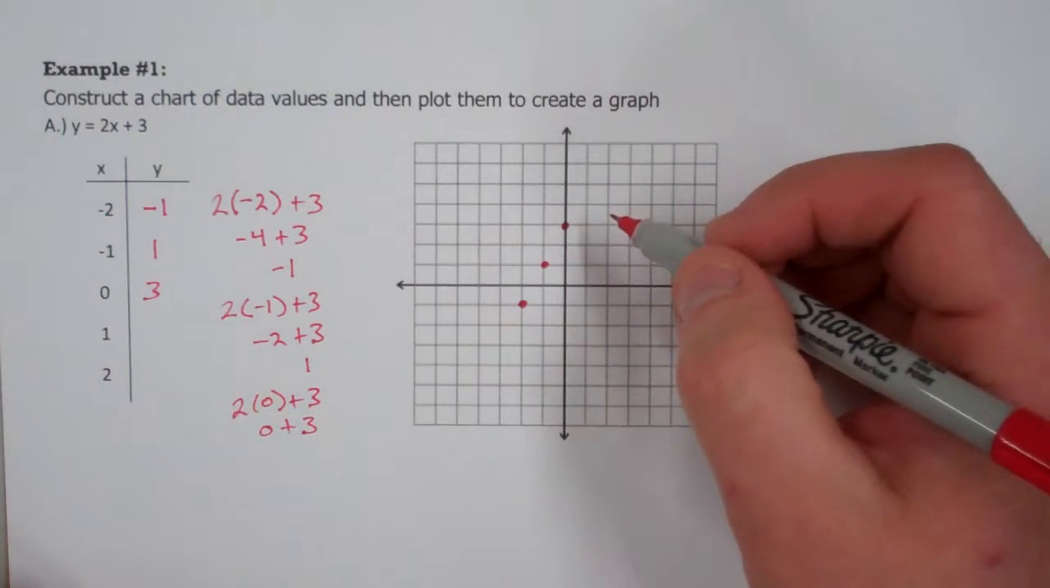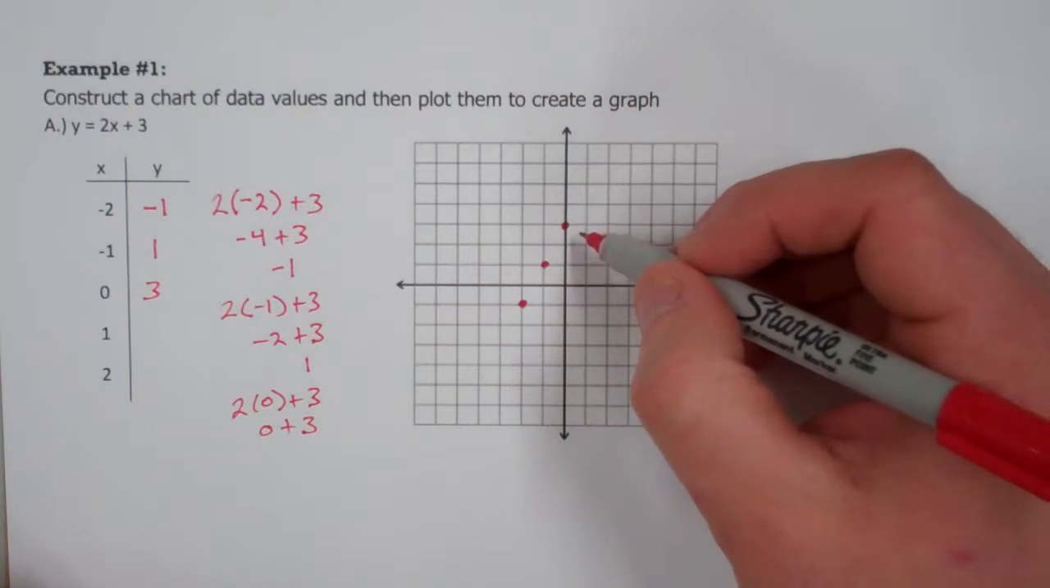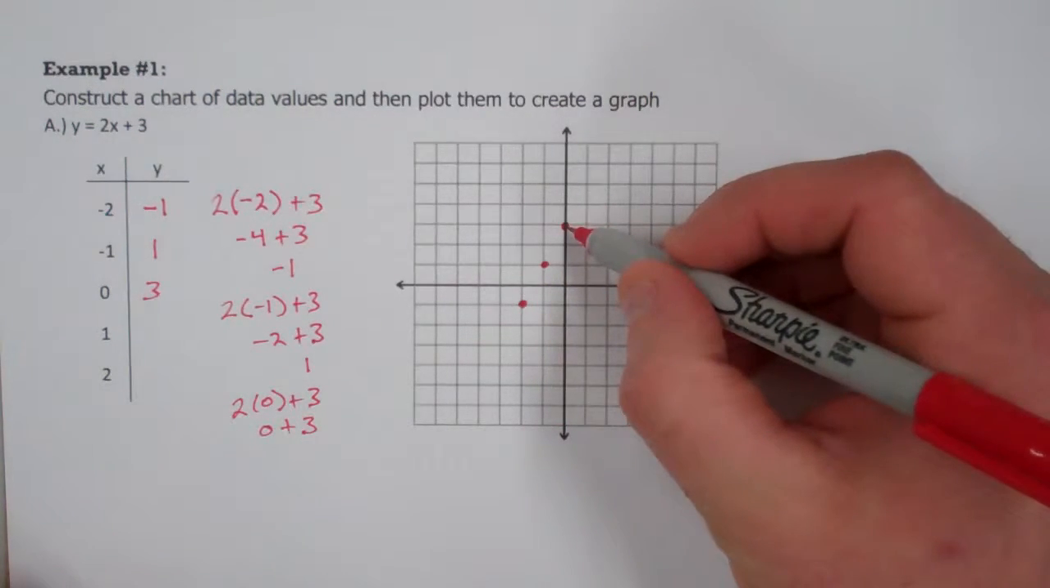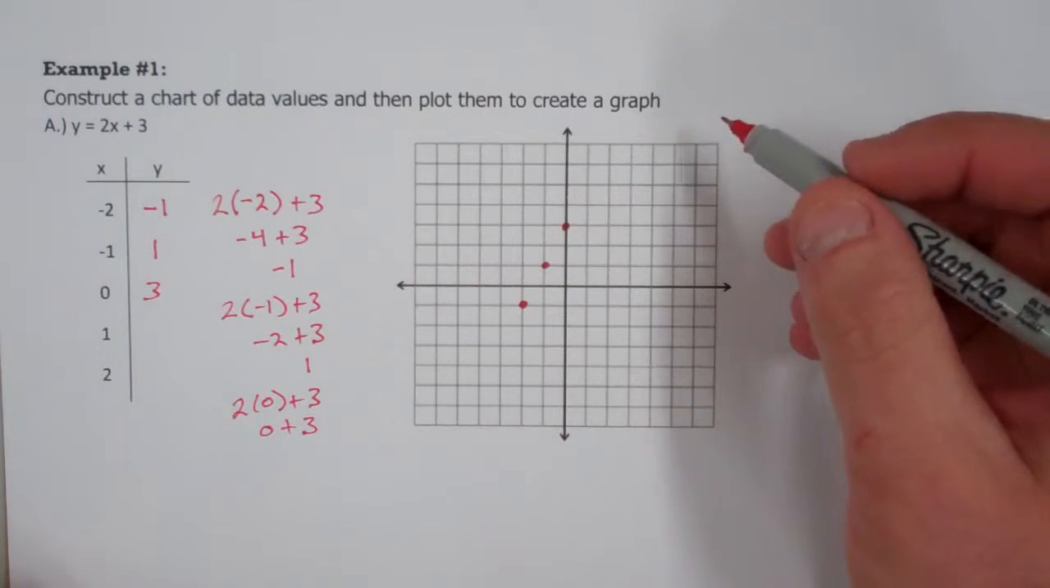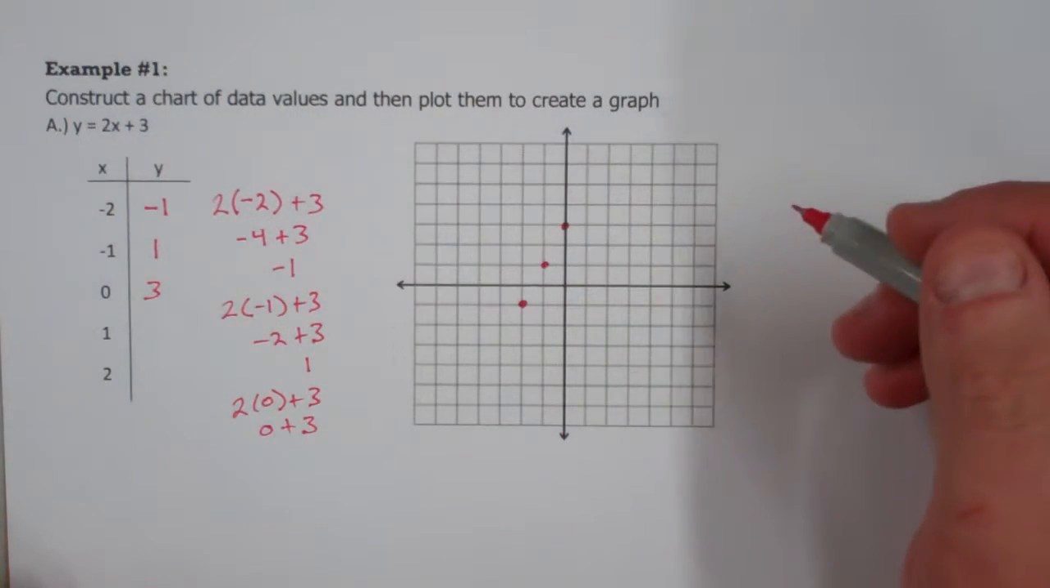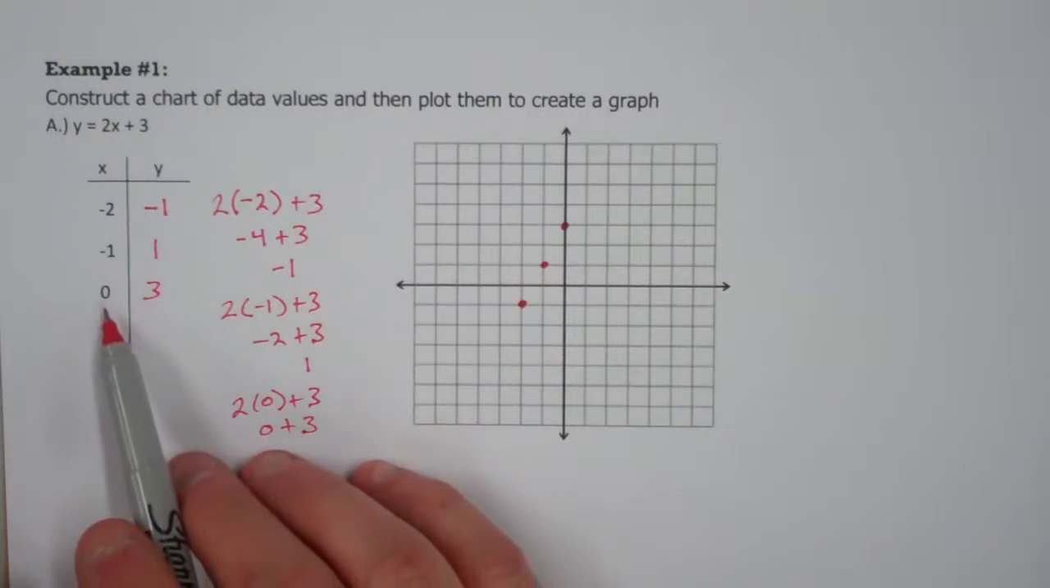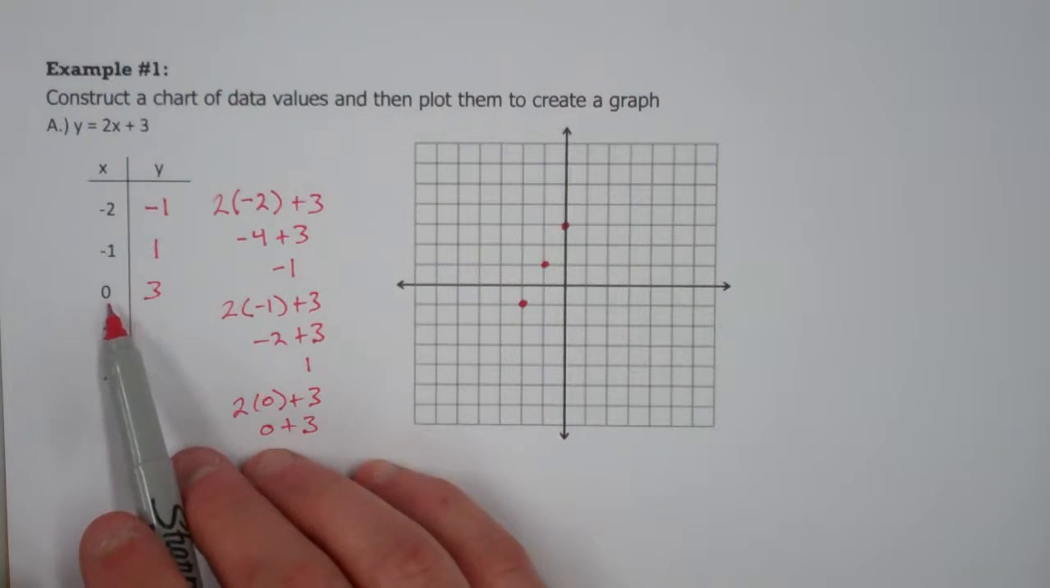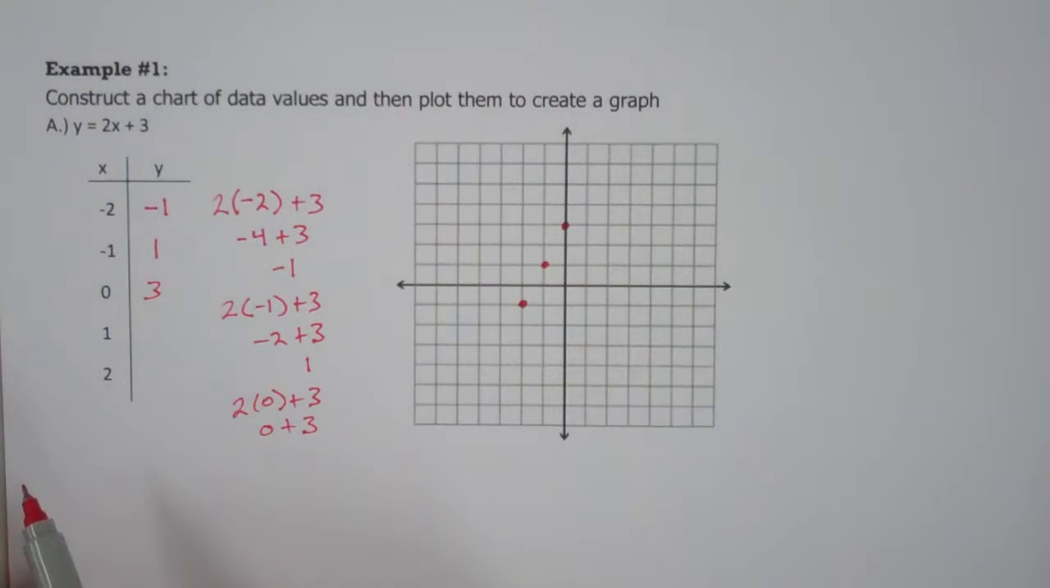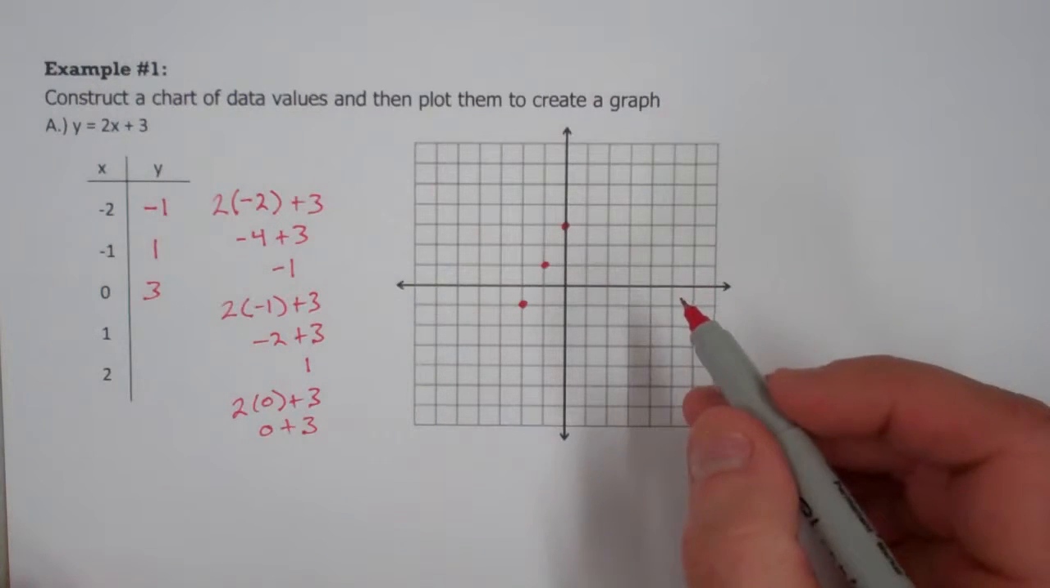And 0, 3 has a very special name. It's called the y-intercept. It's the point where the graph crosses or intersects or intercepts the y-axis. That'll happen whenever x is 0. If there's a corresponding value of y, then that is the y-intercept.